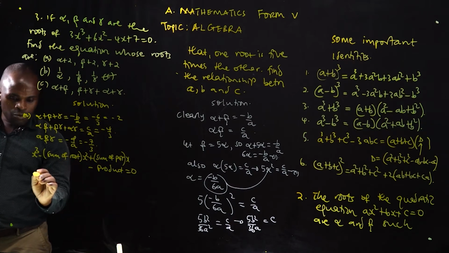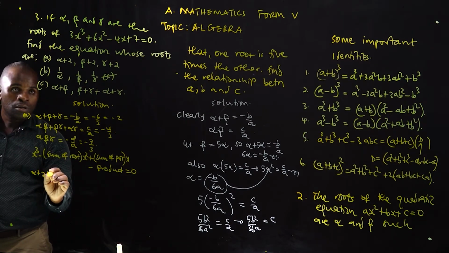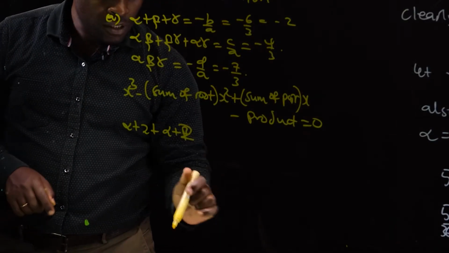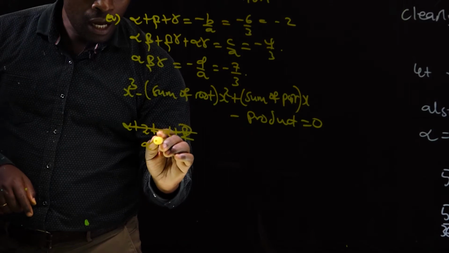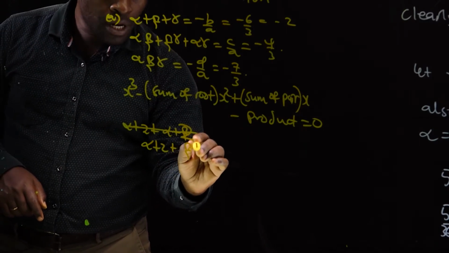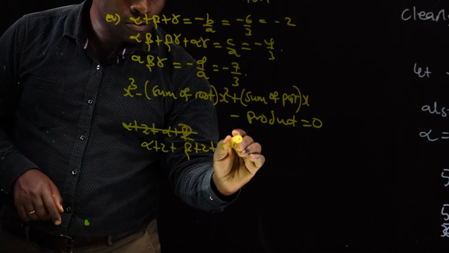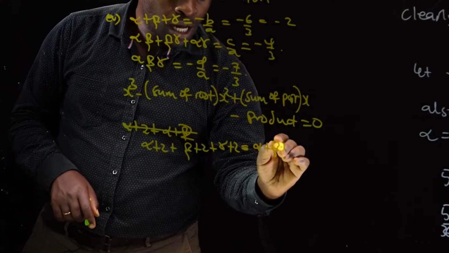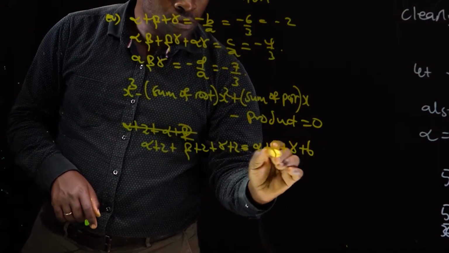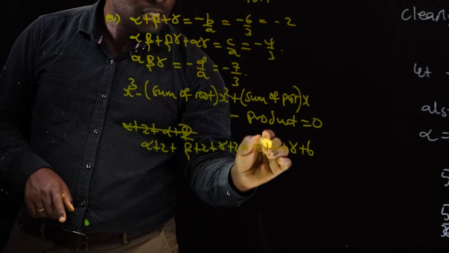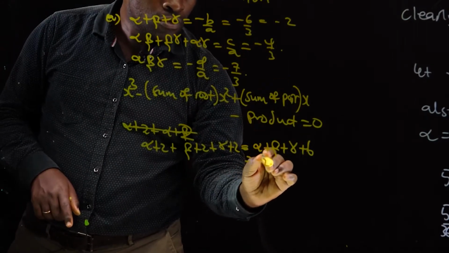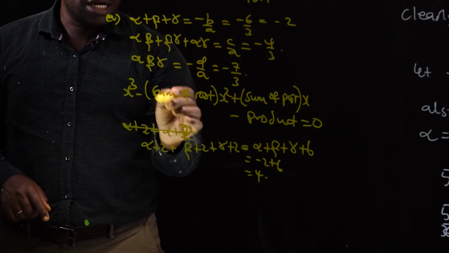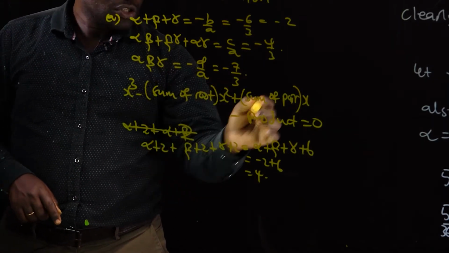Now with this, what is the sum? We will find the sum of alpha plus 2, beta plus 2, gamma plus 2. This gives alpha plus beta plus gamma plus 6. But this result is known from here, which is negative 2. So negative 2 plus 6 is 4. This is going to be plugged in here. Now the sum of pairs.